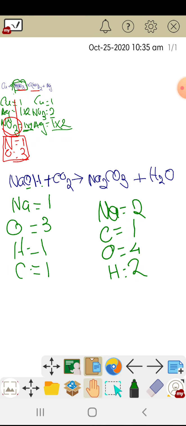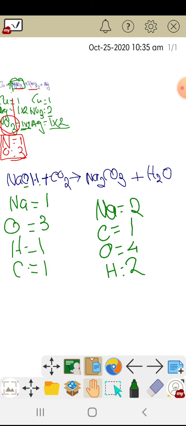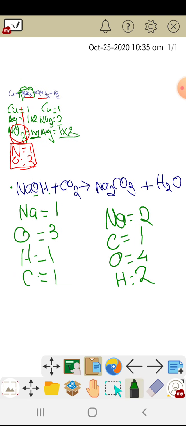Na is 1 and 2, C is 1 and 1, O is 3 and 4, H is 1 and 2. Sodium is not balanced. First of all, sodium is not balanced. What will we do? We will put a 2 where? To balance, because sodium is only present here and here. So definitely we will put a 2 before this. Very sorry.